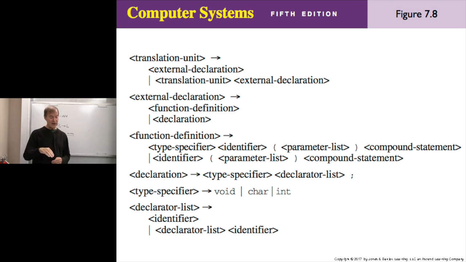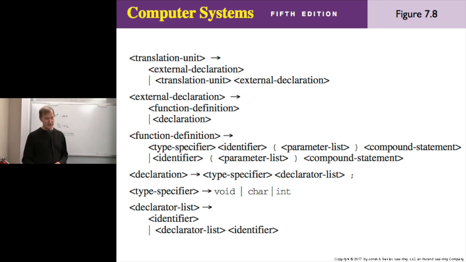And what does the function definition produce? A type specifier concatenated with an identifier, concatenated with a left paren, a parameter list, a right paren, and a compound statement. Blah, blah. Does everybody see what's going on? And then a type specifier is either, now we have terminal characters, VOID, or CHAR or INT, see?